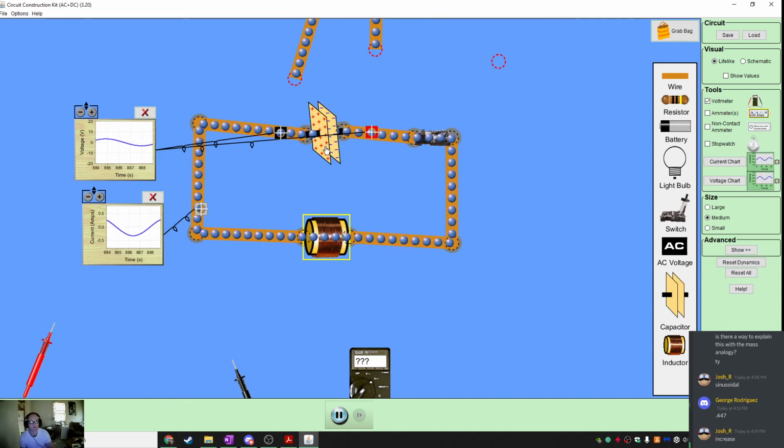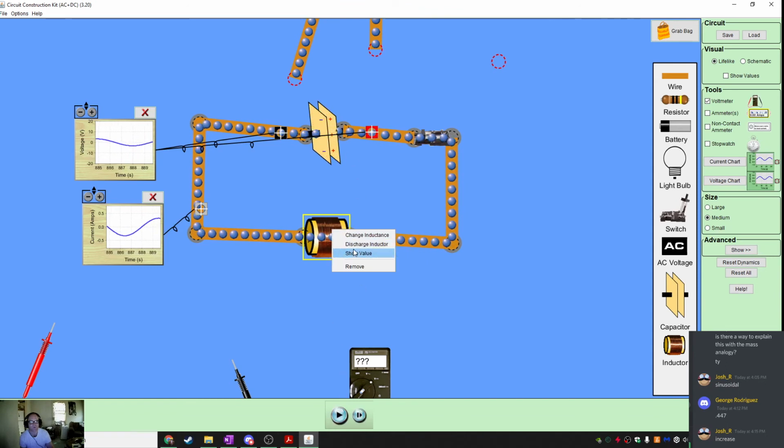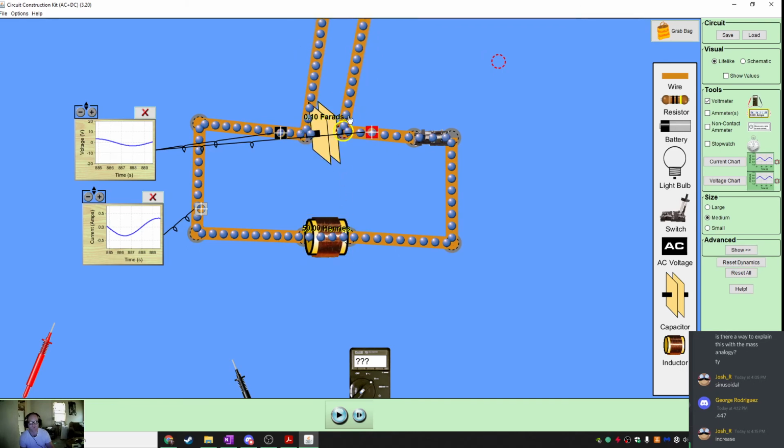Actually, for this, I think I might want to make it kind of slower. So let's go back to what we had before. Let's go to 50. And that's all we're going to change. So show value, charge this one up, play, pause, just delete this.